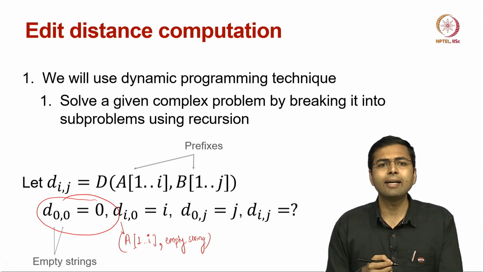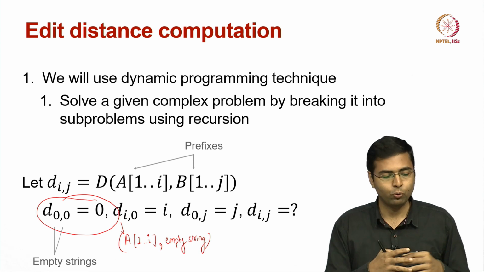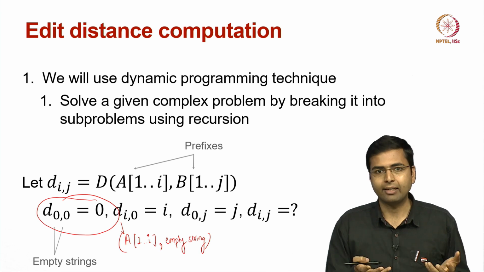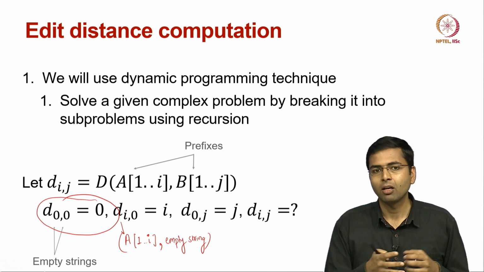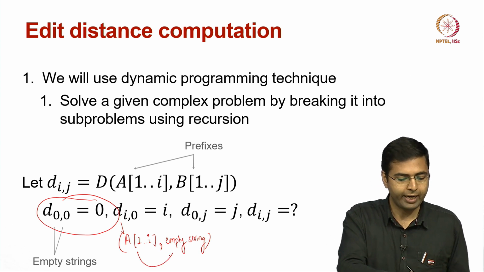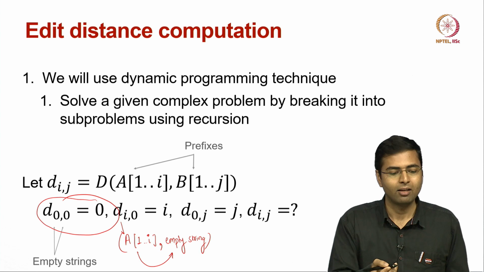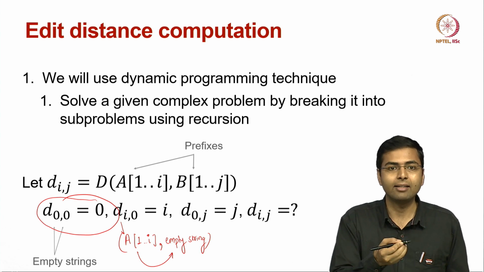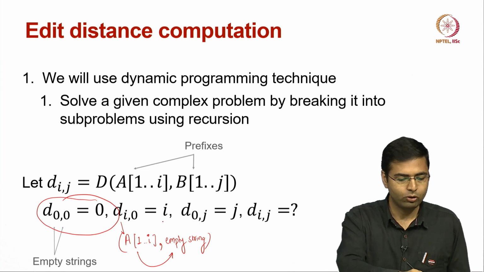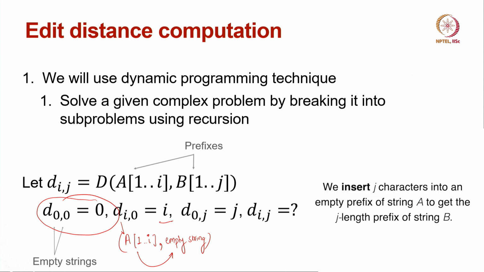So, in this case you can see that the minimum number of operations I need to do to convert prefix of A into an empty string is to delete all characters. There is no other way I can achieve an empty string. So, the minimum number of edit operations that I need to convert prefix of A into an empty string is i, because I will need to delete i characters of this prefix in order to obtain the empty string. So, this is i, and similarly you can argue that d(0, j) is equal to j, because I will need to delete j characters from sequence B in order to get an empty string.